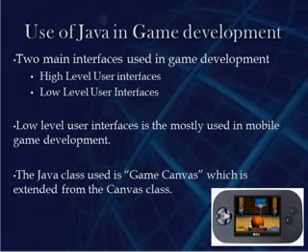Let's see how the Java language is used in game development. There are two main interfaces adopted in game development. The first one is high-level user interfaces and the second one is low-level user interfaces. In high-level user interfaces, the size of the game screen is automatically adjusted according to the mobile phone screen. You just have to design the game interface using the default Form class. In the low-level user interface, we can categorize the game interface as several types. But there is one dimension.